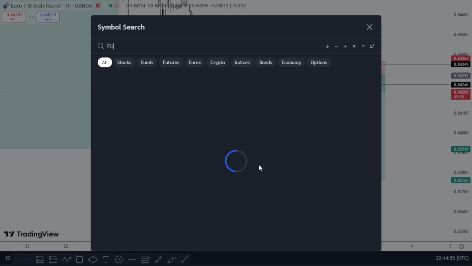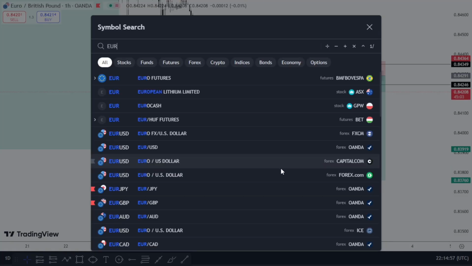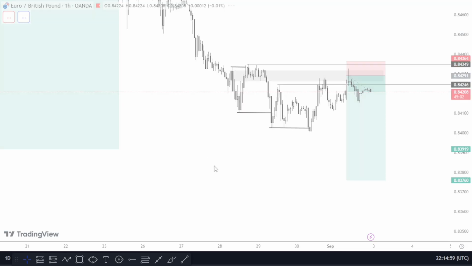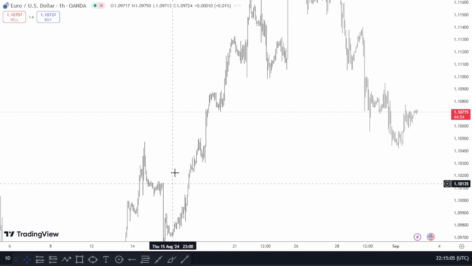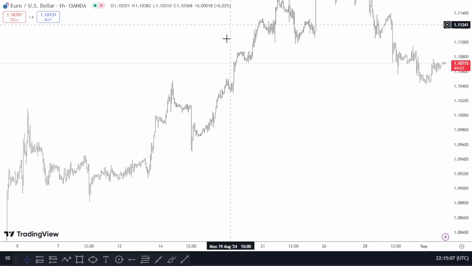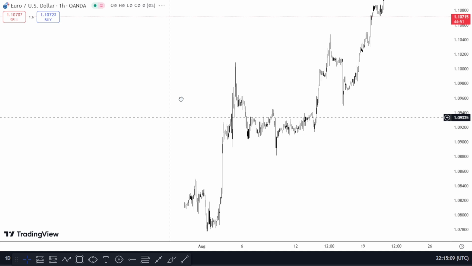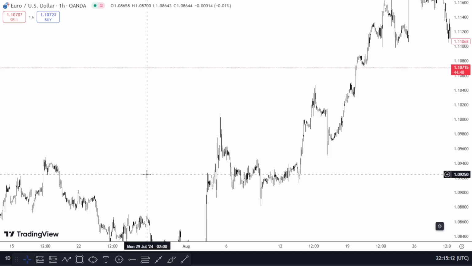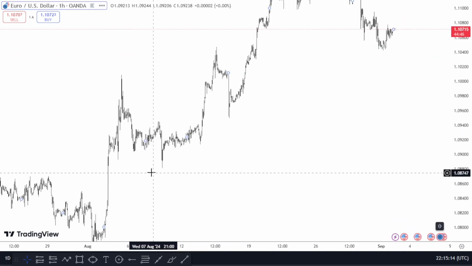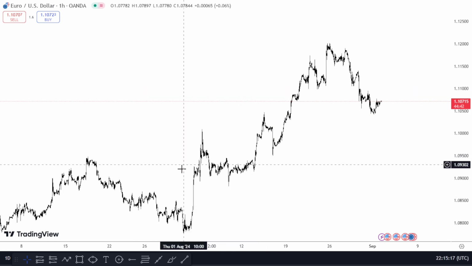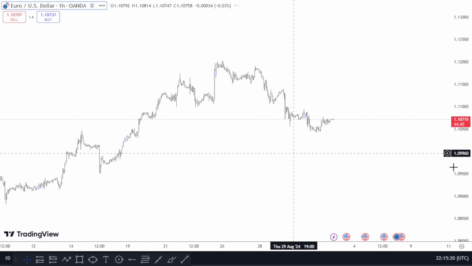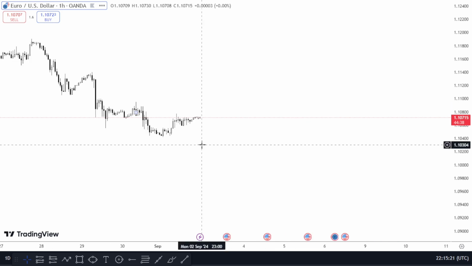Let's look at another example. Euro USD. So for Euro USD, what am I looking at? What am I expecting for the coming days? All right. First, let's go to the 4 hours. I know the market is actually coming down to here, because I have a POI right here. But then again, let's look at the current market structure.